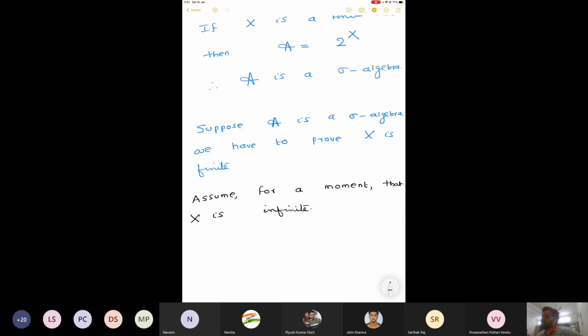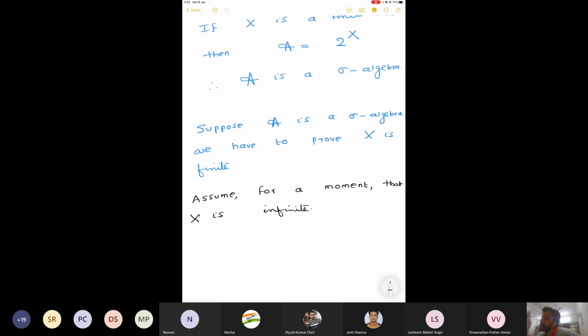And which condition do you expect to be violated? There are 3 conditions for a sigma algebra. The first 2 will be true. So the only condition that you can expect to be violated is the third one. That is, script A is not closed under countable union. I should not say arbitrary; many times I'm saying arbitrary, please read it as countable. So I have to prove that script A is not closed under countable union.